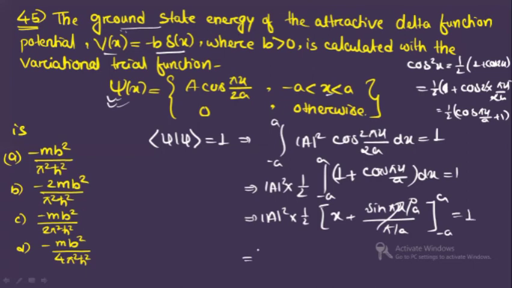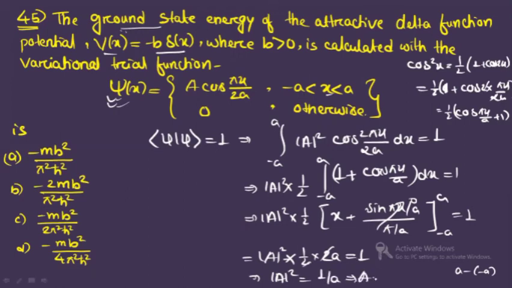And what you will have here? Mod of a square into 1 by 2. When you put the upper limit and lower limit, a minus minus a, you will get twice a. It is equal to 1. So 2 and 2 will get cancelled. And you will have mod of a square is equal to, this will come to the right hand side, so it will become 1 by a. Clear? So a will be equal to 1 by root over a.